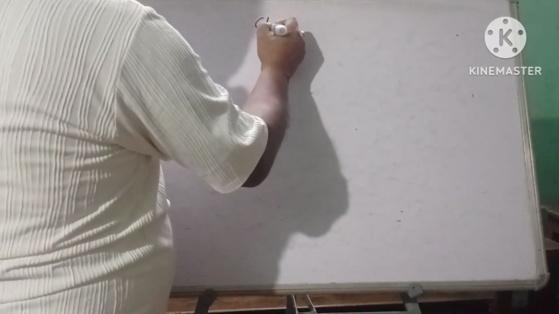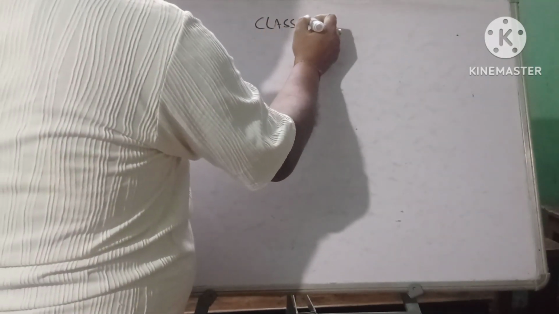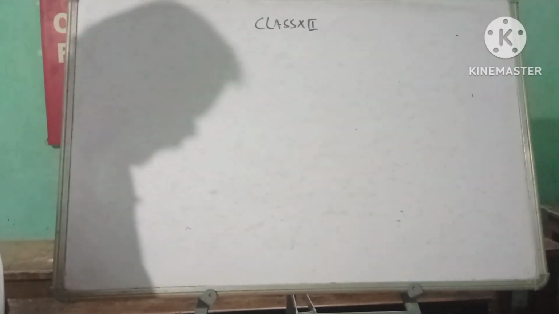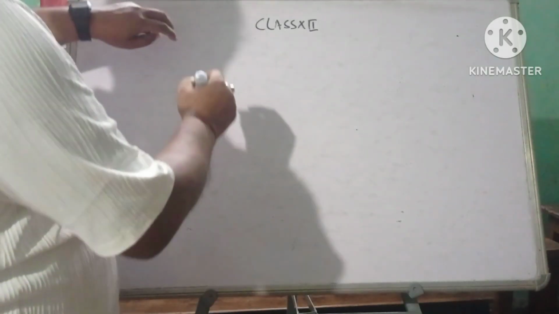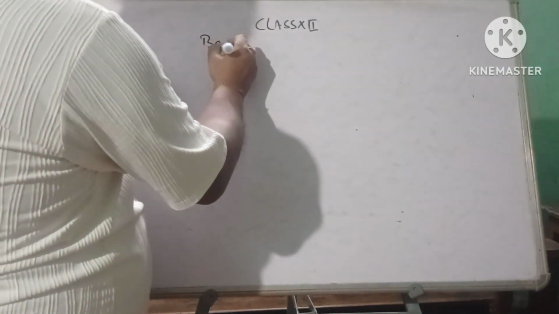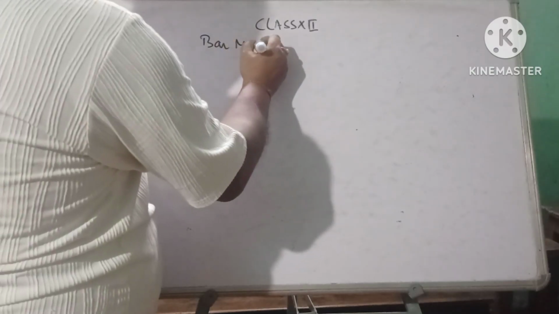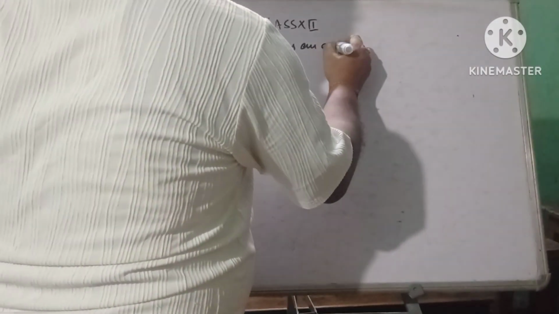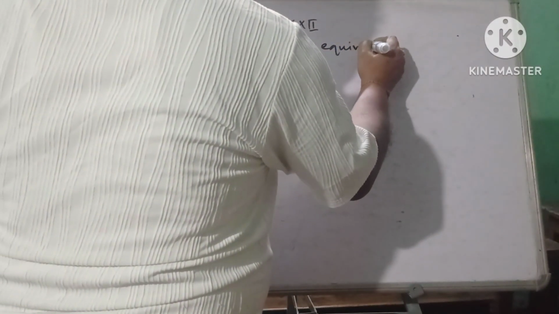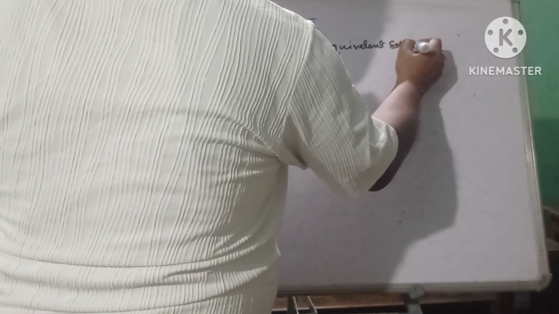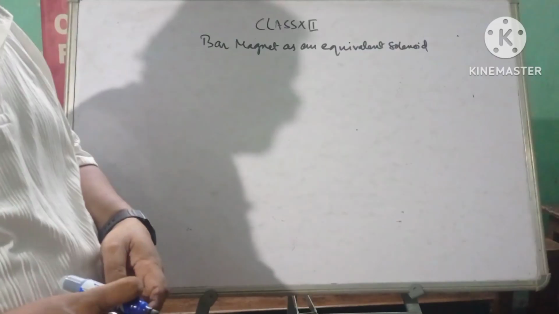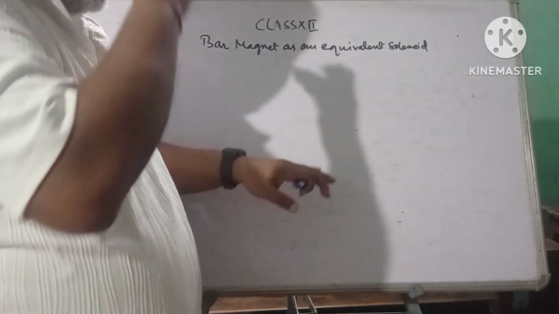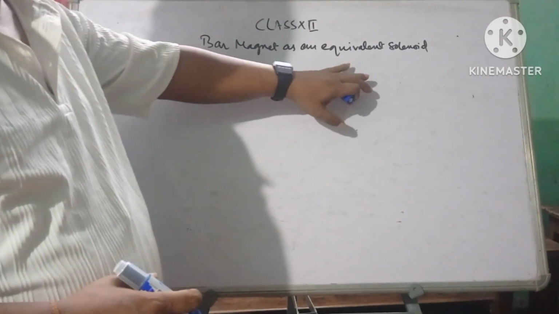Today for class 12, the topic is bar magnet as an equivalent solenoid. This is the topic taken from Magnetism and Matter. Here you see that a bar magnet as an equivalent solenoid.